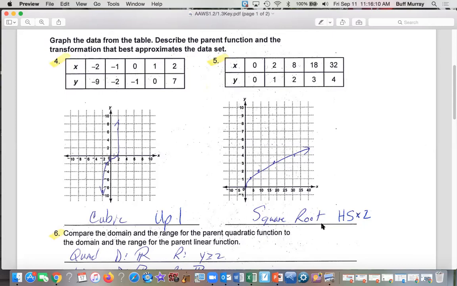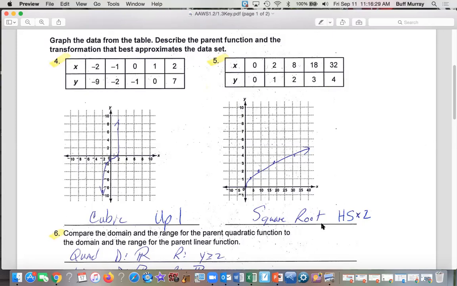Hopefully for number 4, you thought it was a cubic function, and I think it actually should be down 1. I put up 1. I think it actually should be down 1, shouldn't it? So I'm wrong there. Just making sure you're paying attention. Or I screwed up.